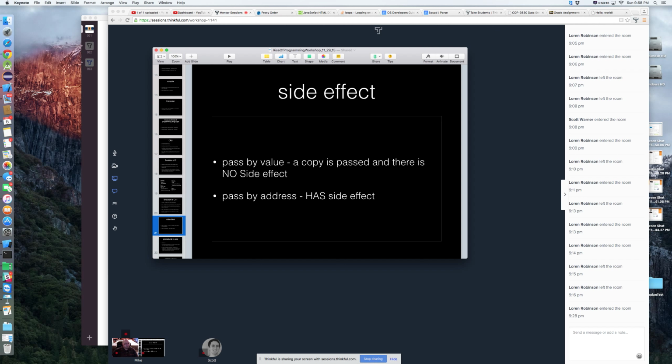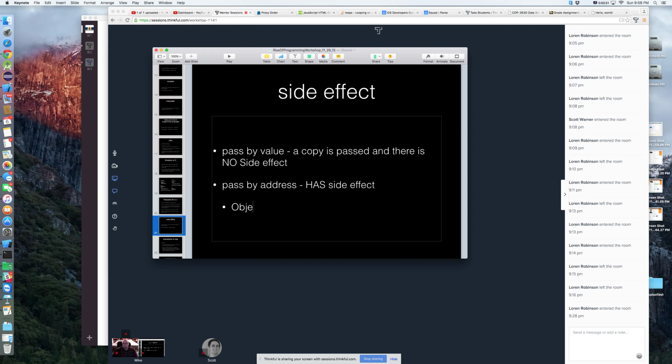Now, sometimes passing something by address is desired. Other times, passing something by value is desired. Now, in C++, objects are always, well, let's go with a newer language. In Java, objects are always passed by address. In C++, objects can be passed by value or by address.